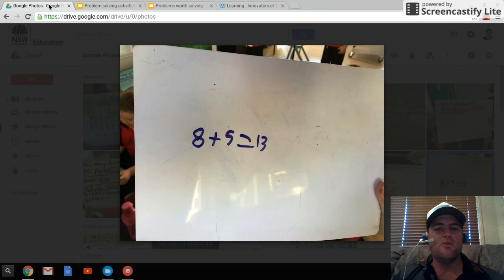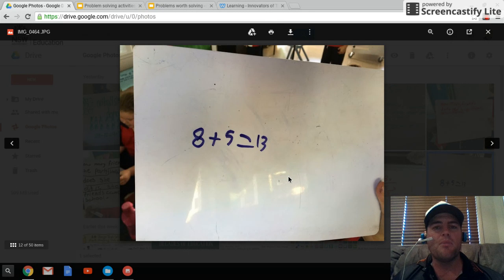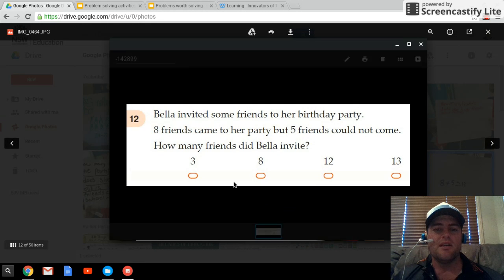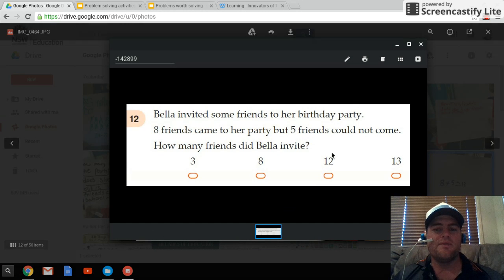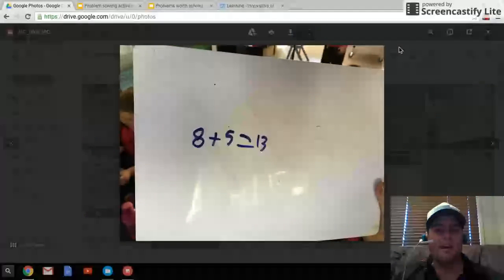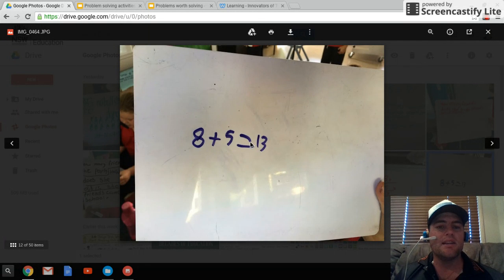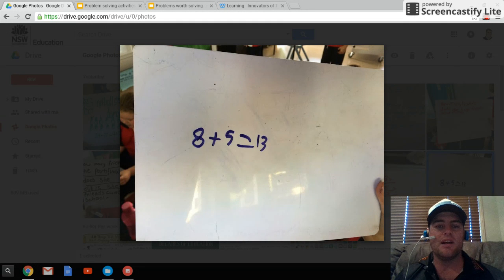If I go to my photos, I'll show you an example in my classroom where this is their working out for that problem. It very simply just asks them to find 8 plus 5 in order to find the answer of 13. And that's all my students show in their working out. You see they did this in about 10 seconds. There's no communication with other students in the class.